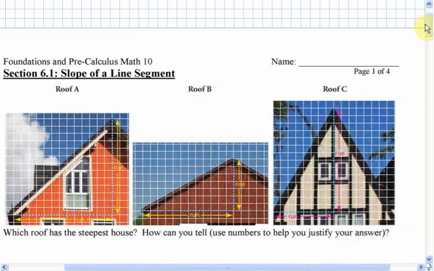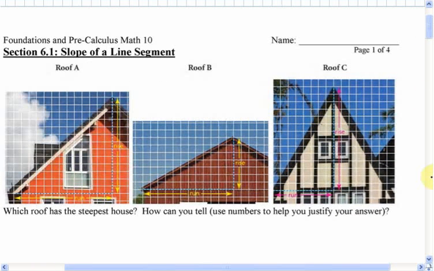Okay, so let's vote. Roof A, how many people? 0. Okay, roof B, 0. Roof C, almost all of you. Okay, so you guys all think C has the steepest roof. I agree. Now, how can you tell? And I said use numbers to help you justify.